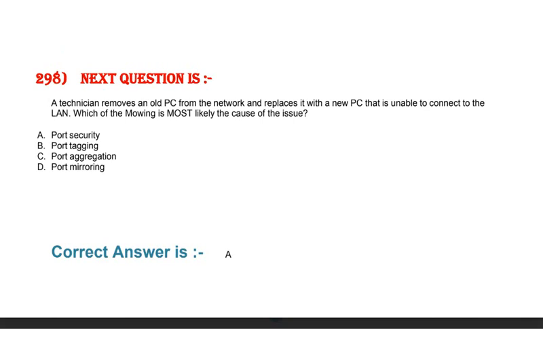Question is, a technician removes an old PC from the network and replaces it with a new PC that is unable to connect to the LAN. Which of the following is most likely the cause of the issue? Option A, port security. Option B, port tagging. Option C, port aggregation. Option D, port mirroring. Correct answer is option A.